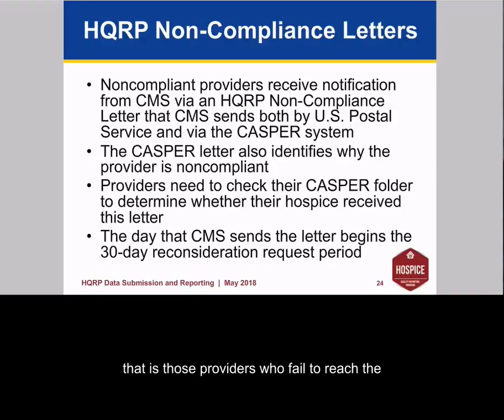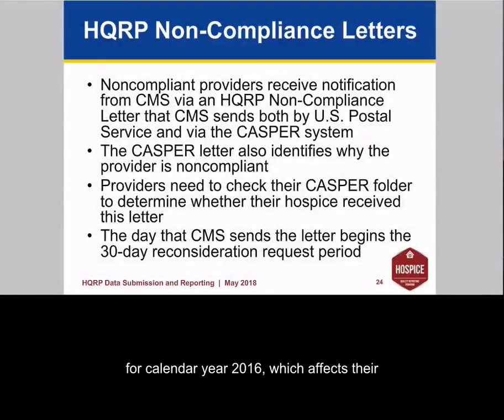Non-compliant providers, that is those providers who fail to reach the 90% threshold for the HQRP, receive notification from CMS via an HQRP non-compliance letter that CMS sends both by U.S. Postal Service, USPS, and via the CASPER system. CMS notified hospice organizations that were determined to be non-compliant with the HQRP requirements for calendar year 2016, which affects their fiscal year 2018 annual payment update, or APU. The non-compliance letters were dated on July 18, 2017.